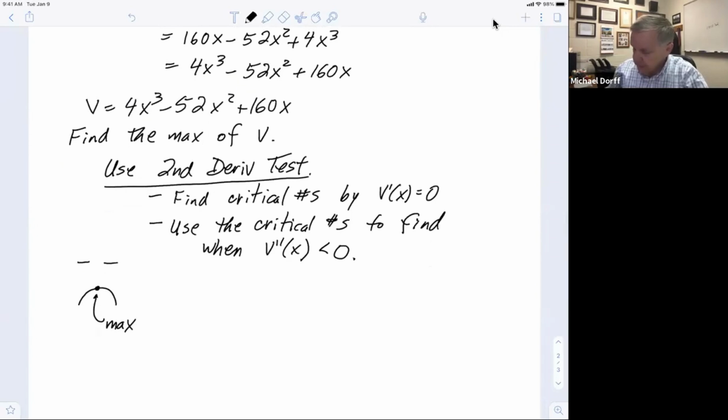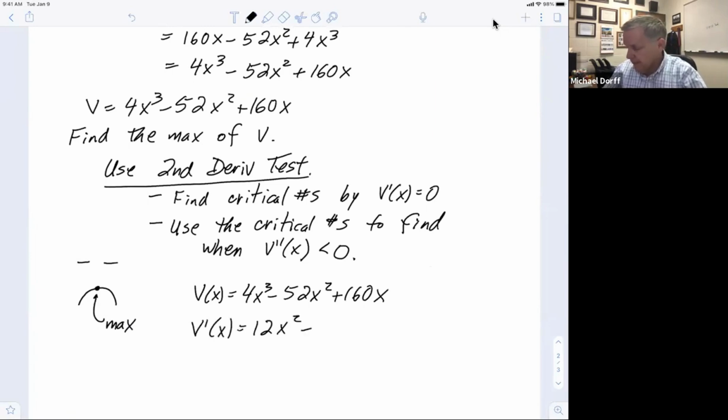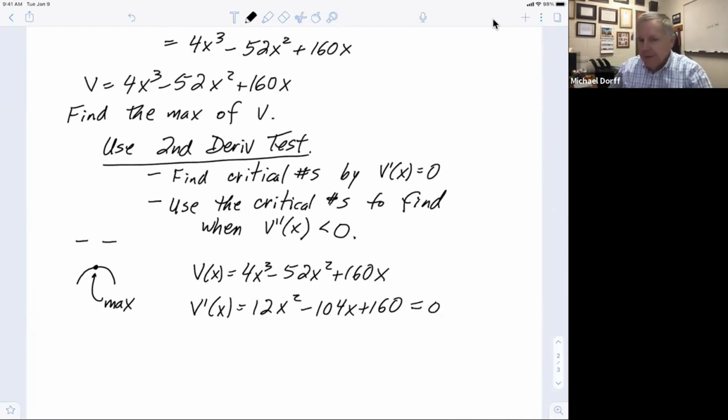All right. So we go ahead with this now. We have v of x equals 4x cubed minus 52x squared plus 160x. I take the first derivative here to find the critical numbers. So I get 12x squared minus 104x plus 160, and I want to set that equal to 0. Whenever I factor here, I take out what's in common. They have a 4 in common. So I take out a 4, and then I have 3x squared minus 26x plus 40, and that's going to equal 0.